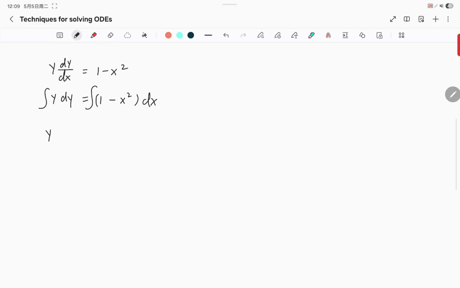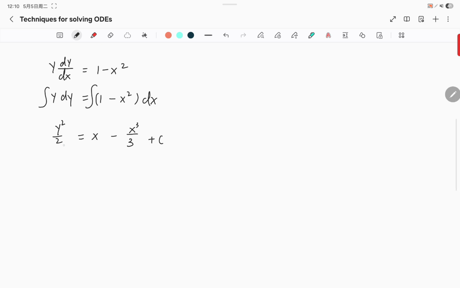We have y squared over 2. Do we do plus c here? Well, we can, but we're going to put the c term on the right hand side. It is equal to integral of 1 dx minus integral of x squared dx, right? So that is x minus x cubed over 3. And don't forget plus c.